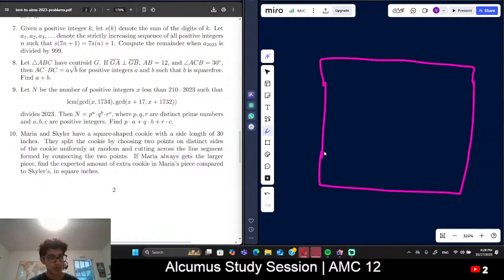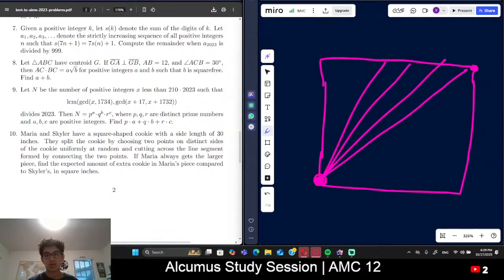And what we have here is a square shaped cookie, where the cookie is cut by choosing two points on distinct sides of the cookie and cutting across the line segment formed. So let's say you start over here, right? And obviously you can't pick anything on this side. Let's say you start at a vertex here. If you go here, what are the areas of all of these things that you want to take out?